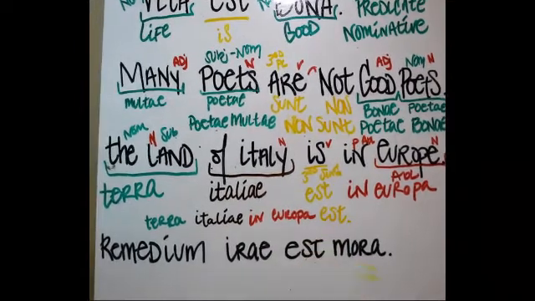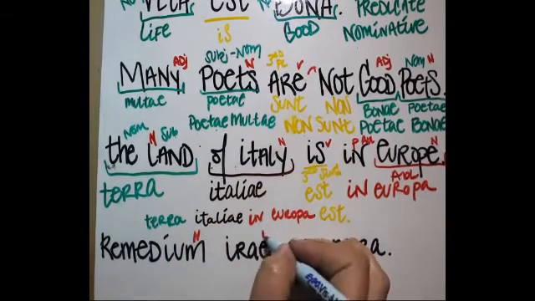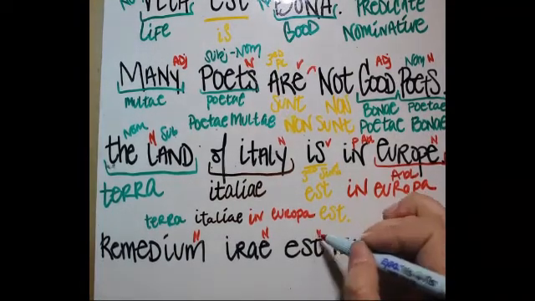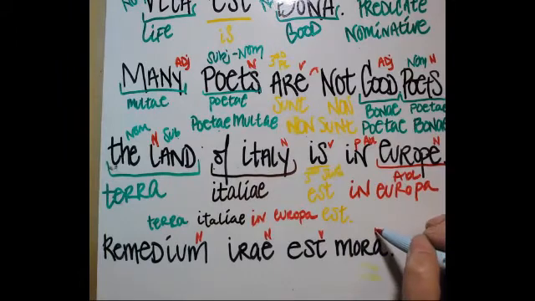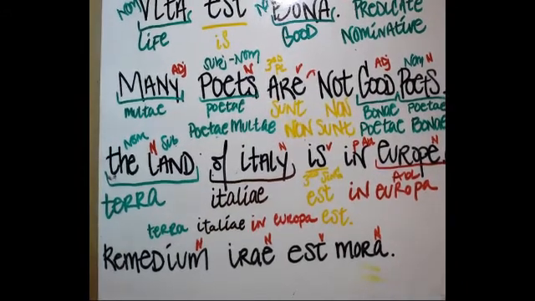All right, last one here. So remedium irae est mora. So what are our parts of speech? Remedium, this is a noun. Irae, this is another noun. Est is a verb. Mora is another noun. It's another predicate nominative. Sort of, yeah. It still works as one.